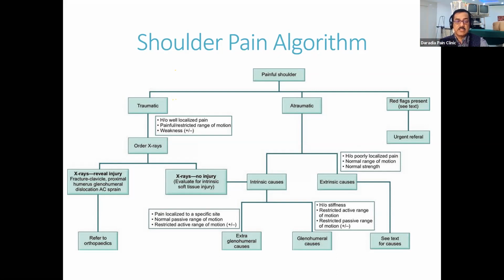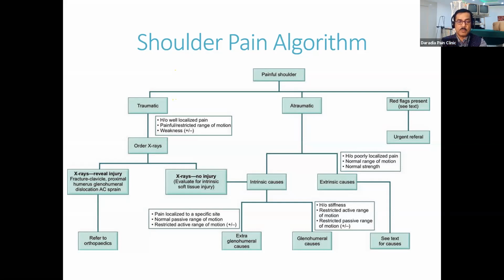If the X-ray is not showing a fracture or dislocation despite the history of trauma, then it will be almost a similar evaluation to that of the atraumatic or non-traumatic causes. So remember that a labral tear can be both traumatic as well as non-traumatic, and a labral tear cannot be diagnosed by X-ray, because it's not a bone.